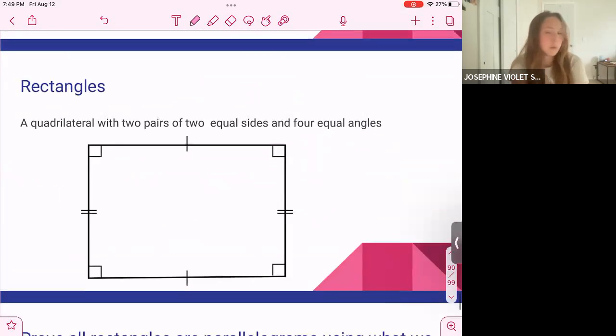Okay, I'm going to speed run through rectangles because you guys have heard of these before. Quadrilateral with 2 pairs of 2 equal sides and 4 equal angles.